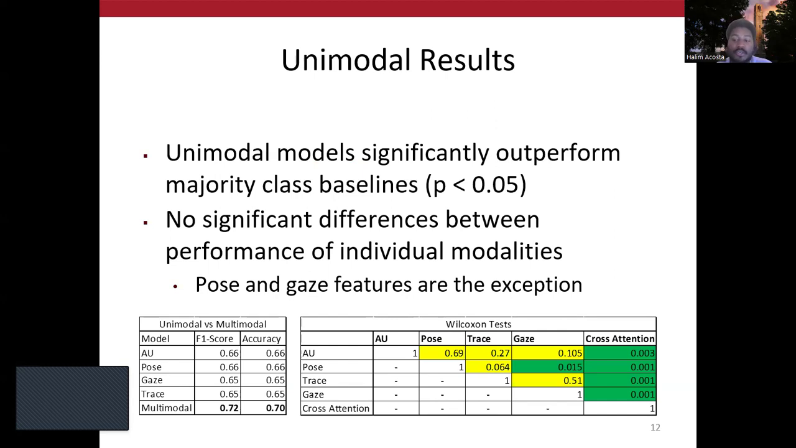Starting with the unimodal results, we found that although AU and pose-only features had a slightly higher accuracy than the trace and gaze features, a Wilcoxon test reveals that there are no significant differences between the overall performance of each modality through cross-validation. Importantly, we see that the full multimodal model significantly outperforms all unimodal counterparts, underscoring the effectiveness of leveraging multiple modalities for predicting student satisfaction.